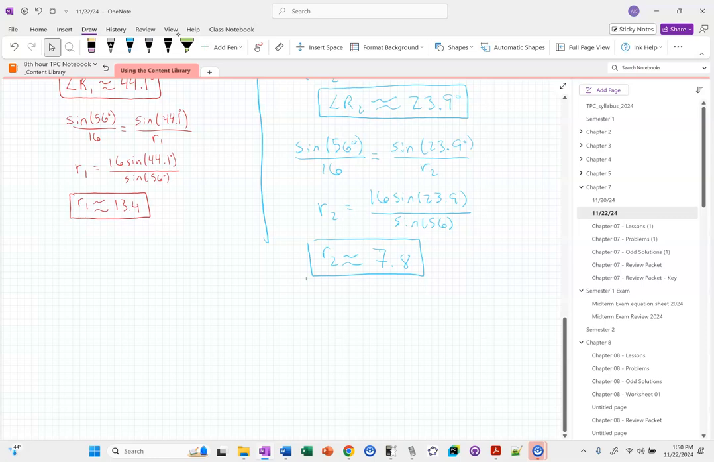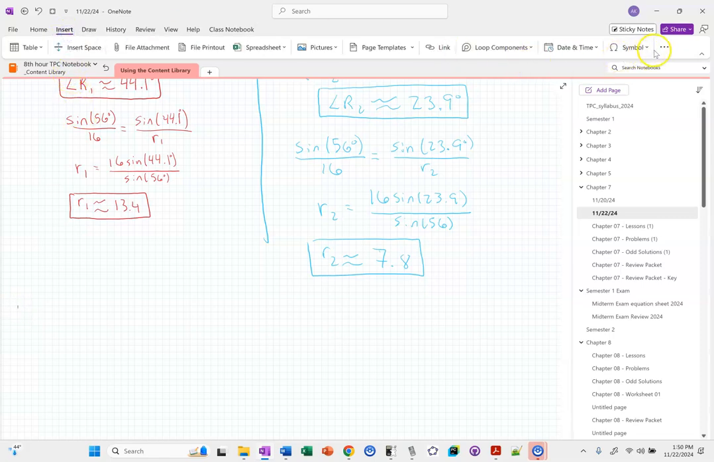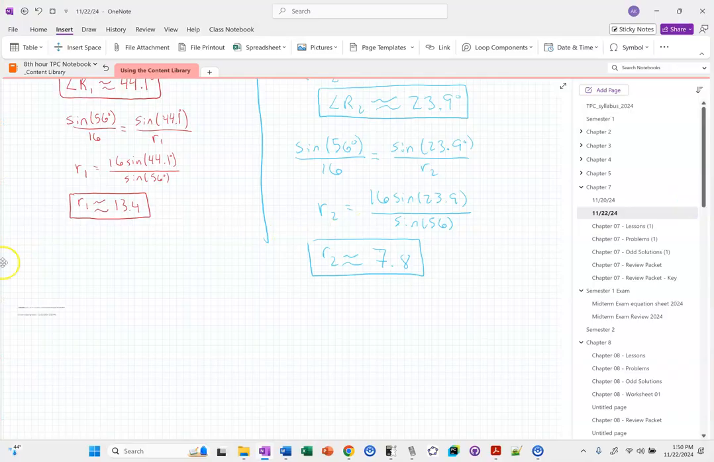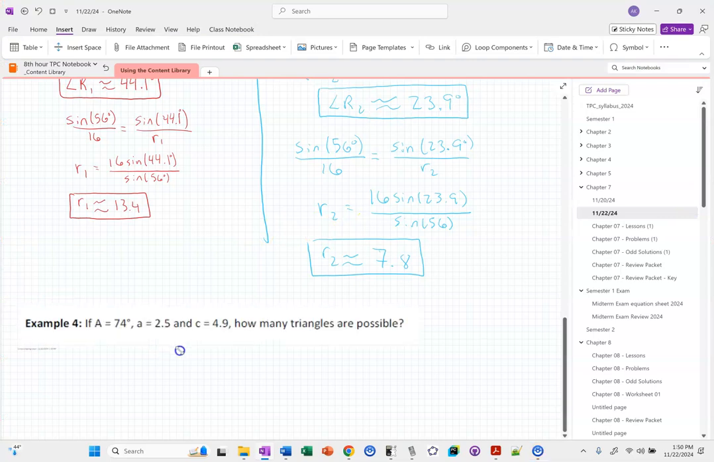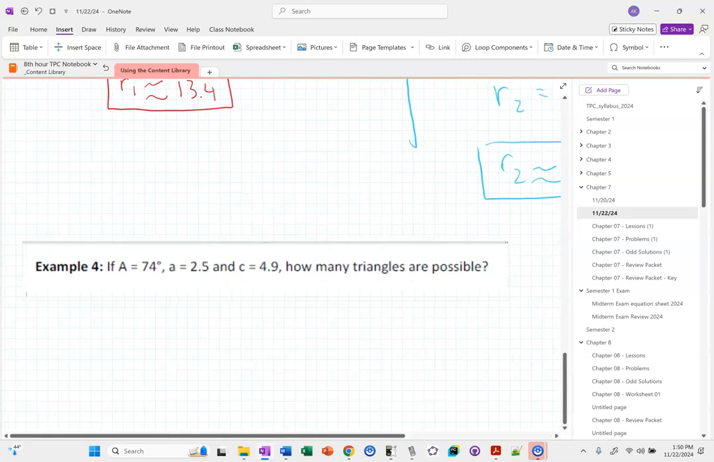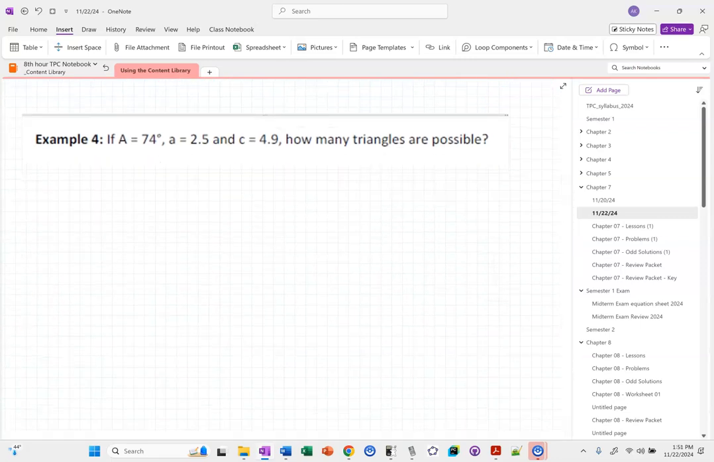Let's do one more example, just to make sure we got it. All right. So why don't you guys start drawing the triangle, filling things in, labeling, figuring out if it's an SSA case, if it's an ambiguous case, kind of start on that.